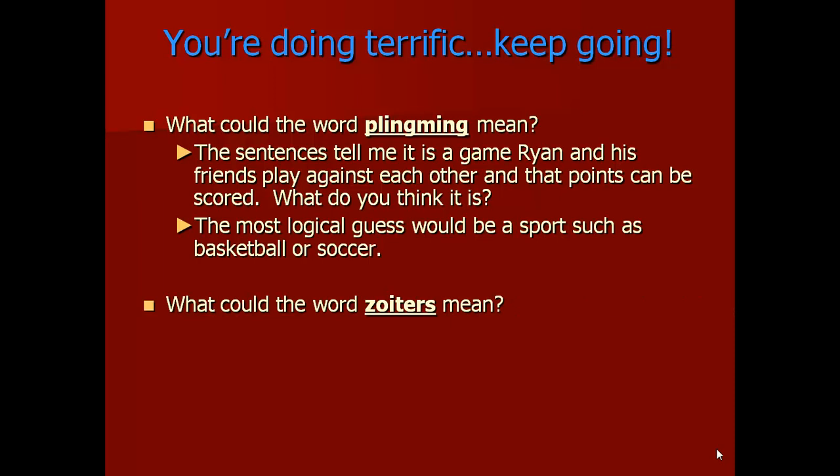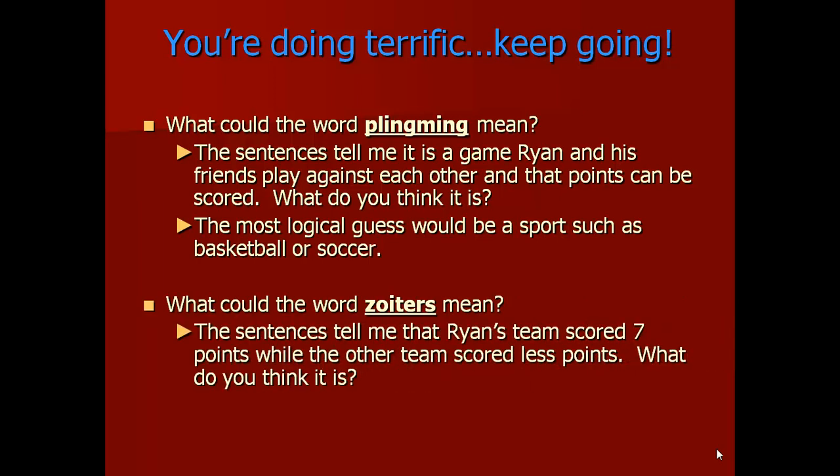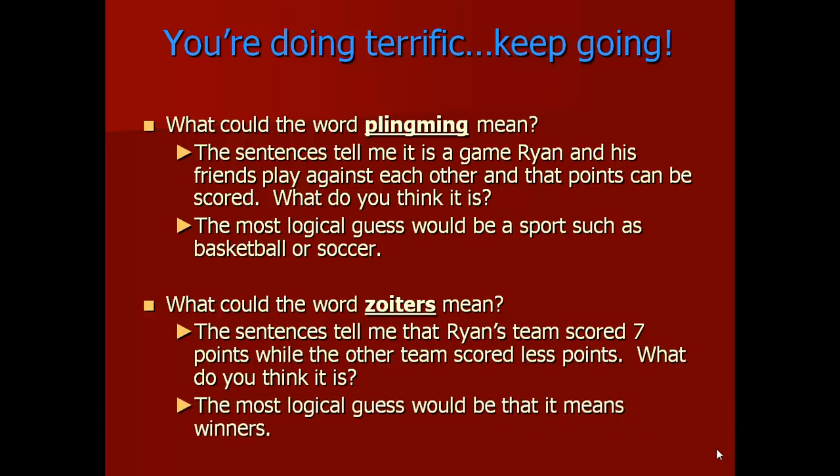What would the word Zoiders mean? The sentences tell us that Ryan's team scored 7 points and the other team scored less because they only scored 5. What do you think it is? The most logical guess would be that it means they were the winners. They had the more points.